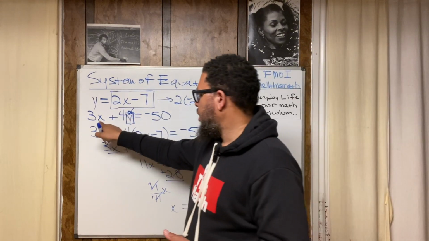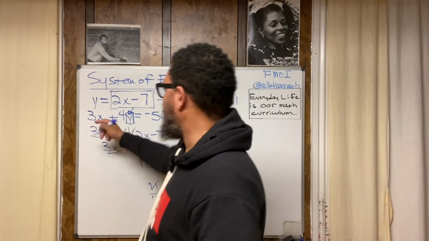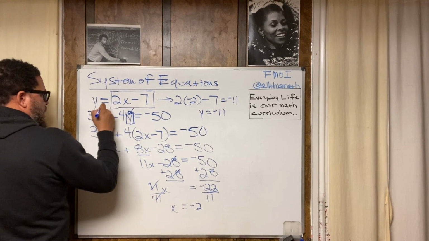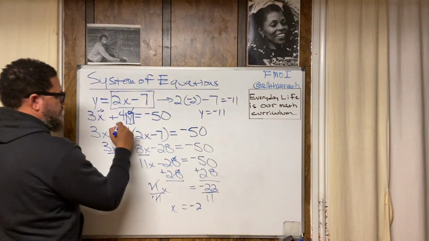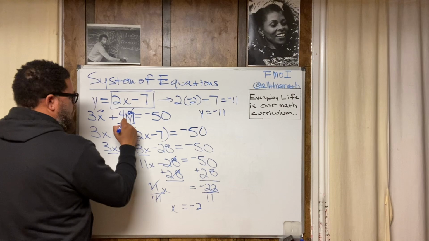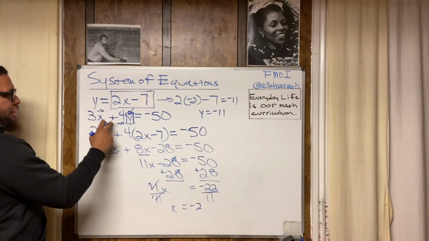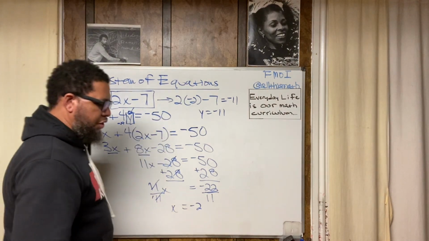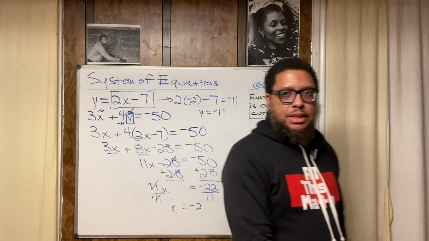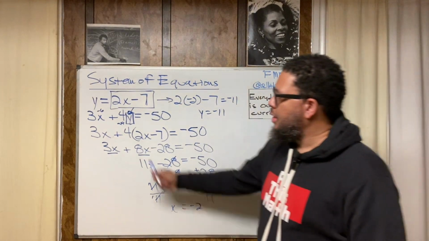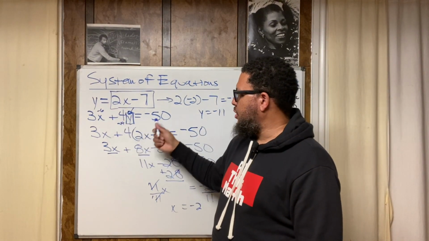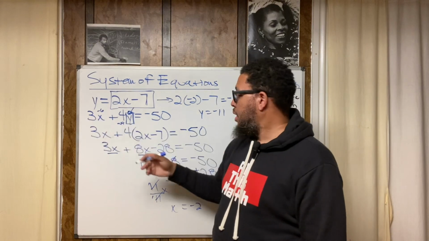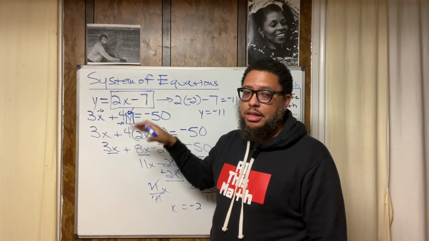Now, let's check this one. 3 times negative 2 is negative 6. 4 times negative 11 is negative 44. Now, is negative 6 plus negative 44 equal to negative 50? That's the question. It is. Negative 6 plus negative 44 is equal to negative 50. Because these numbers give us a true statement, that means that they are correct.